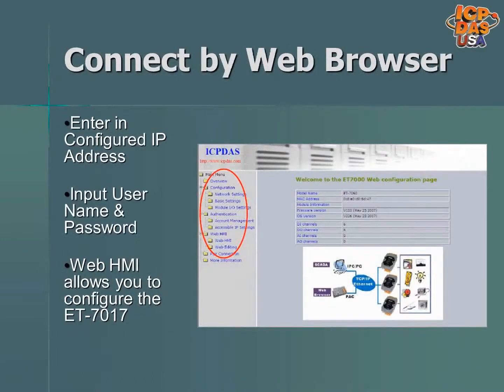To access the web server for the ET7000 series, you can open a standard web browser and enter in the configured IP address. You also need to enter in the username and password. You can configure the I/O settings, create different users with passwords, make web pages for displaying the data, and change network settings.